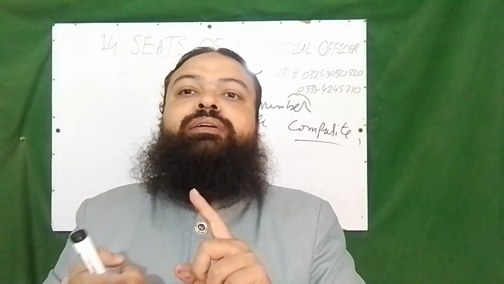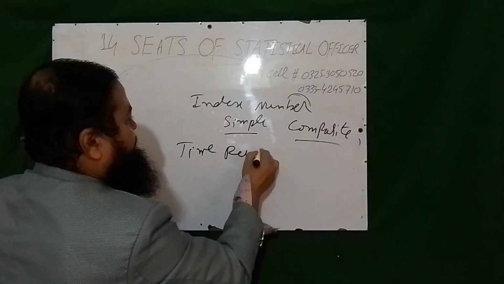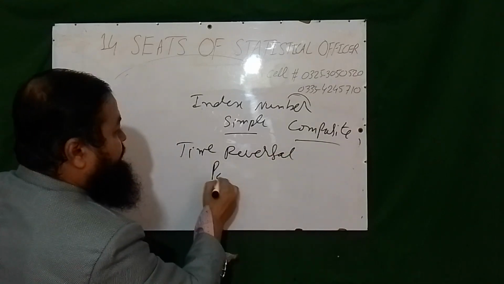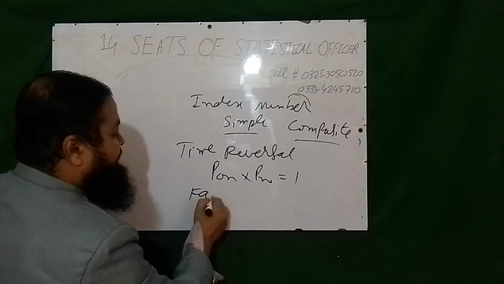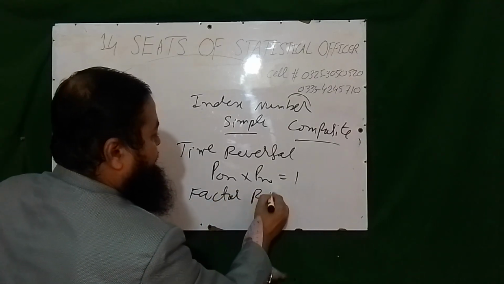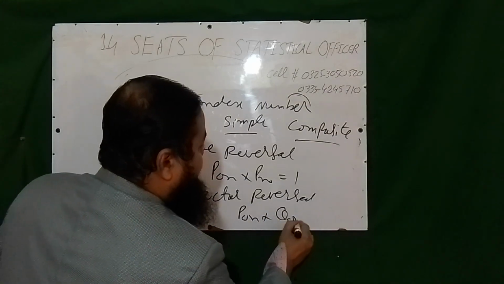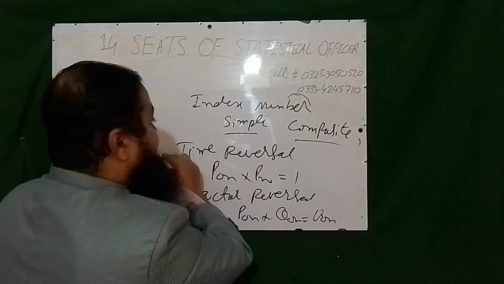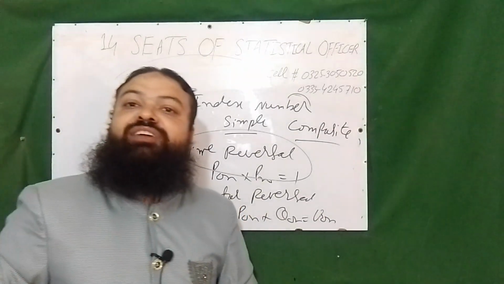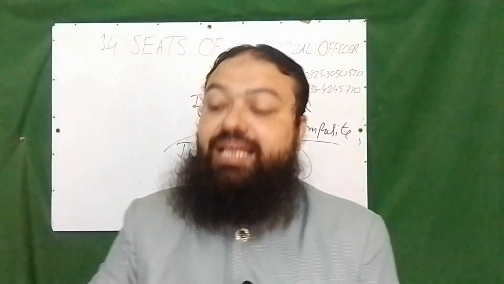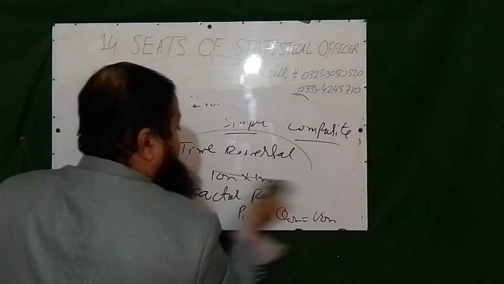And then the time reversal test, that is P0n multiplied by Pn0 equal to 1, and the factor reversal test, that is P0n multiplied by Q0n is equal to V0n. Time reversal is satisfied by Fisher and Marshall, and factor reversal test is satisfied by Fisher only. And then there is the circular test, an extension of time reversal test, a very important MCQ.